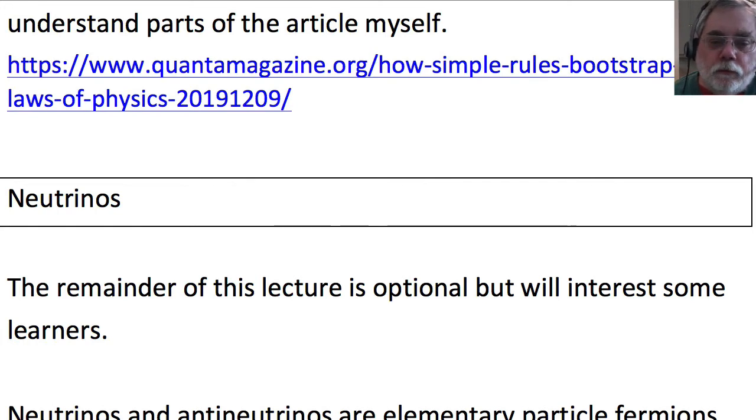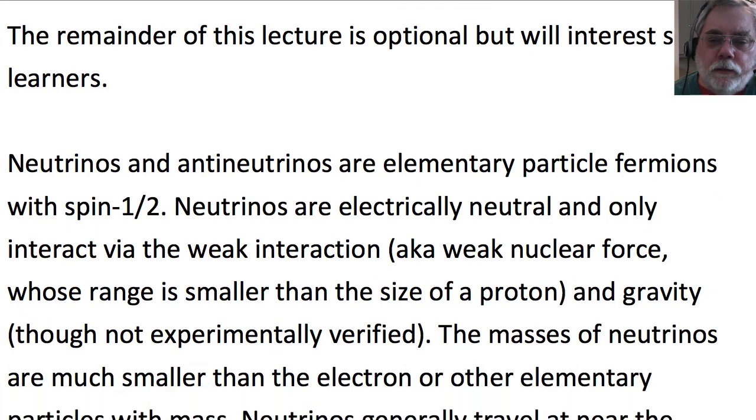Neutrinos. Neutrinos and antineutrinos are elementary particle fermions with spin 1/2. Neutrinos are electrically neutral and only interact via the weak interaction, also known as the weak nuclear force, whose range is smaller than the size of a proton, and gravity, though this has not been experimentally verified.